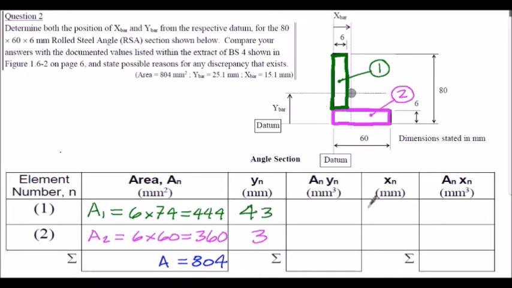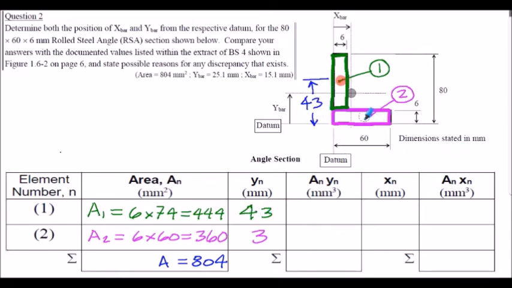Now we need to evaluate the Y dimensions for each of the sections. For element number 1, the centroid of element number 1 will be here. And it will be half of the 74 we had on the previous diagram, which is 37. And then we'll add 6 to that from our datum at the bottom. So 37 add 6 is 43 mm. So that's where the 43 mm has been arrived from. There's our 43 mm, the centroid of element number 1.